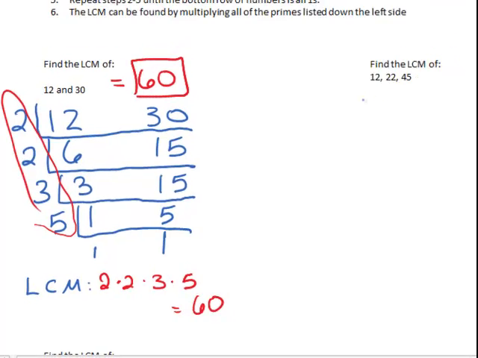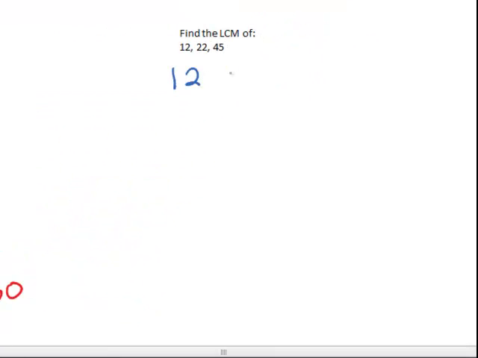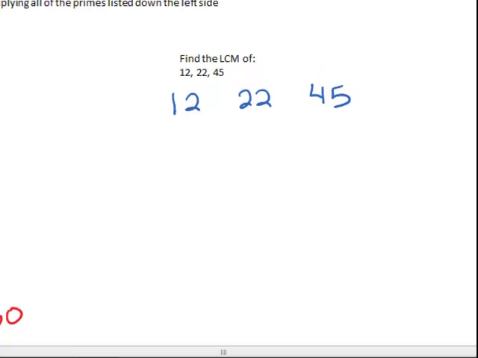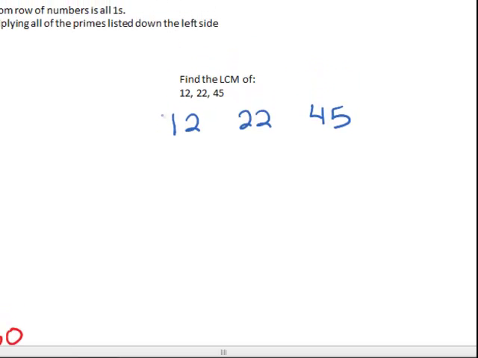So let's try this with 12, 22, and 45. So again, we're starting by writing our numbers in a row. We're lining them up. Then we need to pick a prime number that goes into at least one of those. I see at least one even number in there, so I'm going to pick 2. 2 goes into 12 6 times. 2 goes into 22 11 times. 2 does not go into 45 evenly, so 45 is going to get carried down.